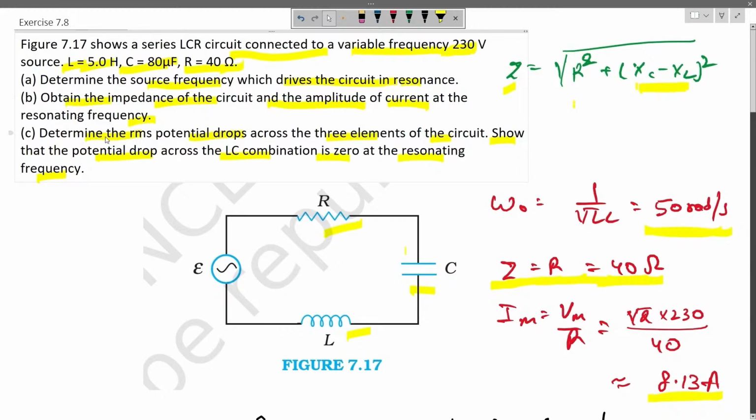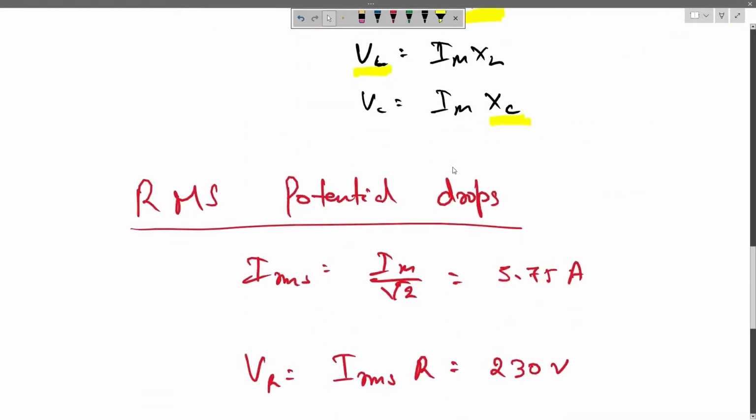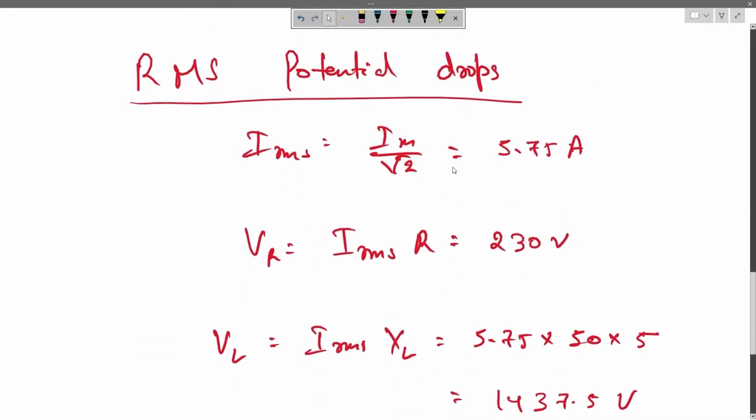Now we have to determine the RMS potential drop across the three elements of the circuit. So we have to find IRMS for that. IRMS equals the peak current divided by root 2, and this gives us 5.75 ampere. So the potential drop across the resistor is IRMS multiplied by R, which gives 230 volt, because 40 multiplied by 5.75 gives 230 volt.